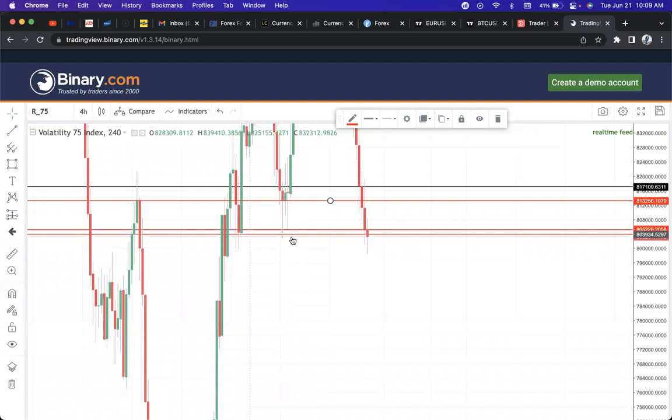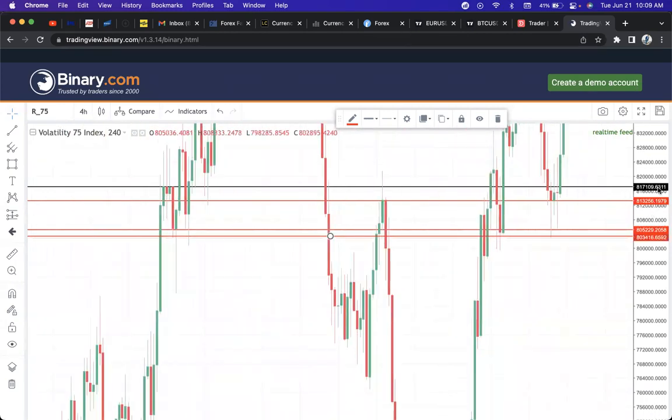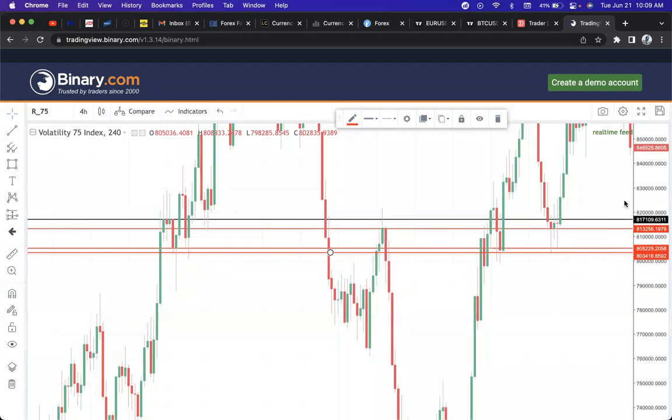Why? The wick is touching the floor. That is where this candle is breaking. If I keep going back in time, I'll keep seeing more, and I'll help myself validate that area.